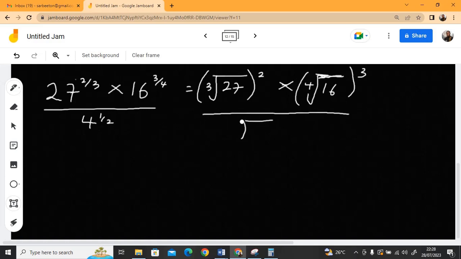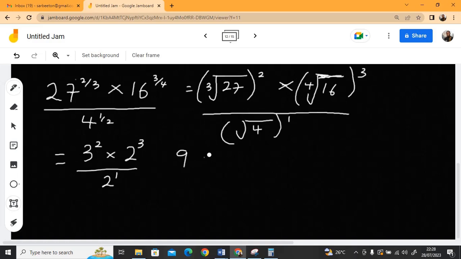Then this one will be square root. You don't need to put 2 here. 4 raised to the power 1. Now to solve this, cube root of 27 is 3. Then 3 squared times fourth root of 16 is 2, because what number multiplied four times equals 16? It is 2, raised to the power 3. Then square root of 4 is 2, raised to the power 1. Then you can do this. 3 raised to the power 2 is 9.